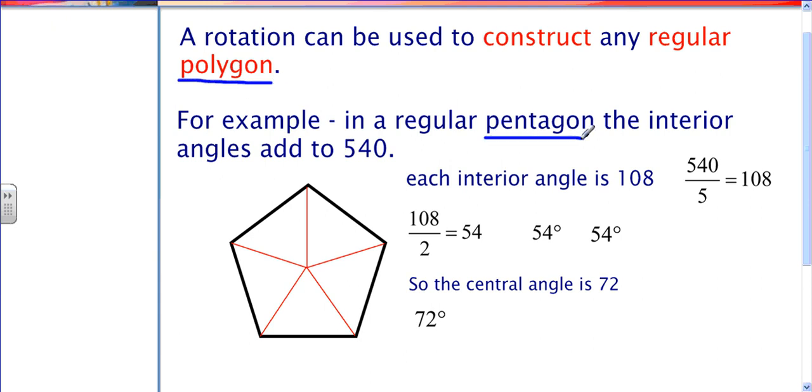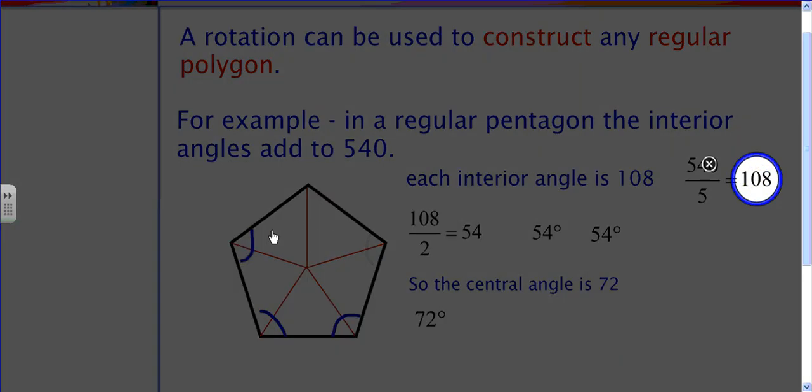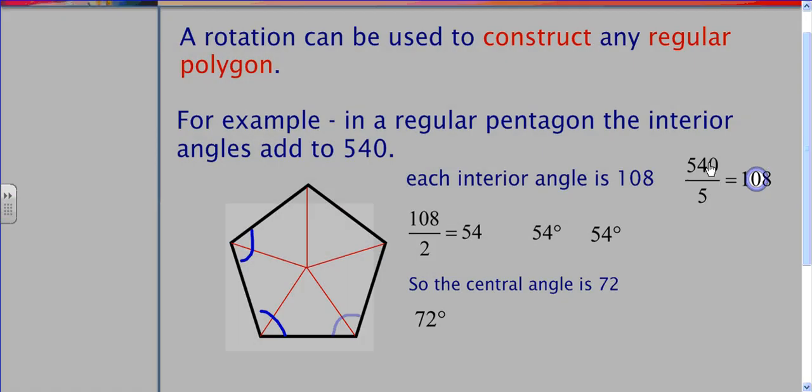A pentagon has 5 sides, and the sum of the angles adds to 540, right? We know that because n minus 2 times 180 would be 5 minus 2, which is 3. 3 times 180 is 540. But since it's regular, we know all of the interior angles are exactly the same size, right? So each of these big angles would be 540 divided by 5, which is 108. Okay, so each of those big angles that I just marked is 108 degrees.